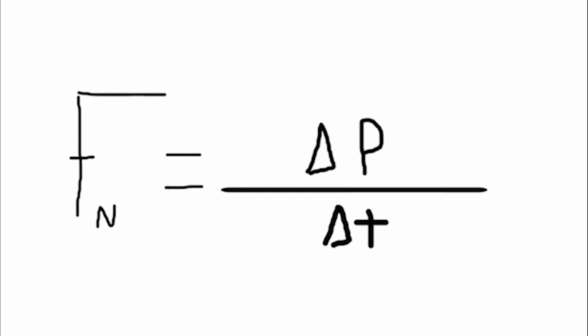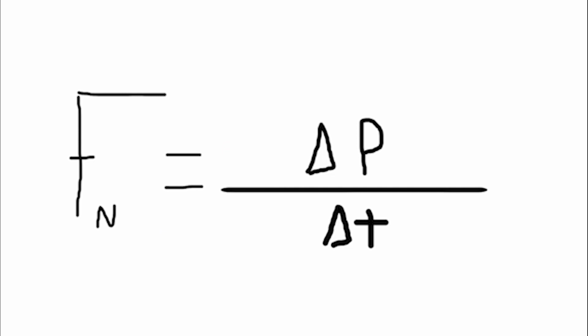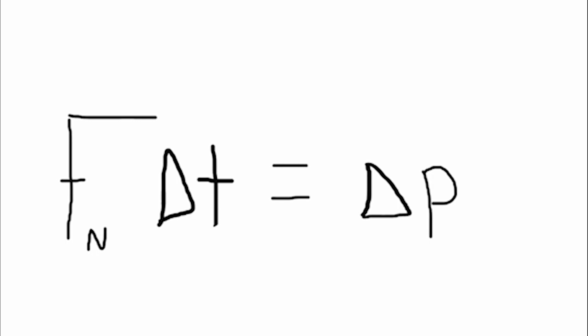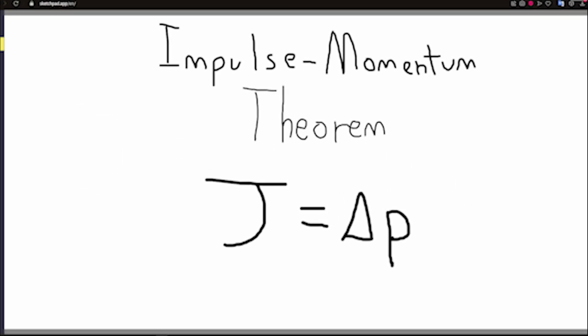Then we can substitute change in momentum in for the numerator, since mass times the velocity is momentum, and that would be the final momentum minus the initial momentum. That leaves us with the net force equaling change in momentum divided by change in time. Then change in time can be multiplied on both sides, leaving us with the net force times the change in time equaling the change in momentum. Impulse can be substituted in for the force times the change in time, since it is the average force over a time period, which leaves us with the impulse-momentum theorem, that impulse equals the change in momentum.